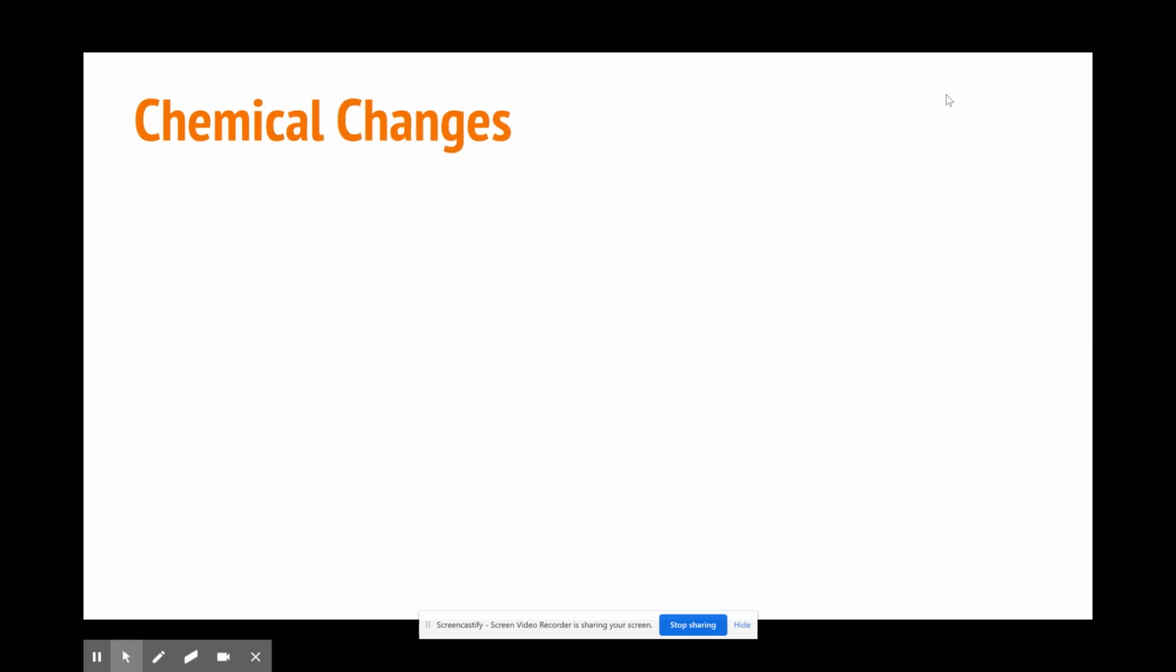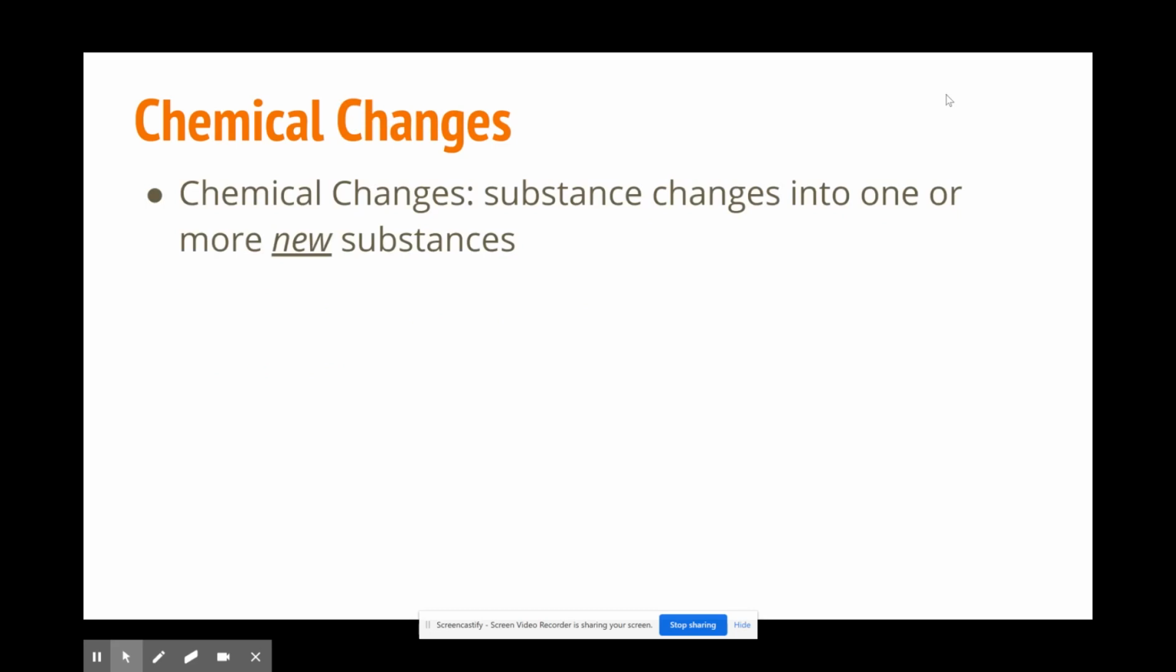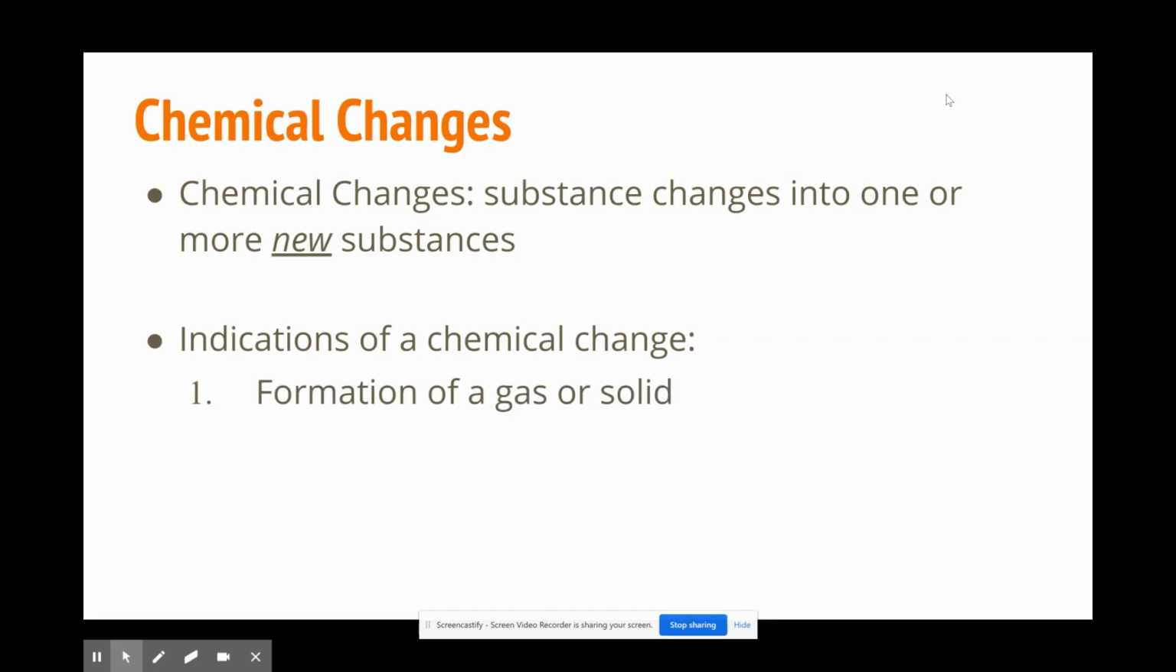For chemical changes, it's when you have one substance that turns into new substances. It could be one, it could be multiple. Some indications of a chemical change are when you have a gas or a solid form. That could be the formation of oxygen gas or carbon dioxide gas bubbles. It could also be the formation of some type of precipitate. That's another word for a solid.